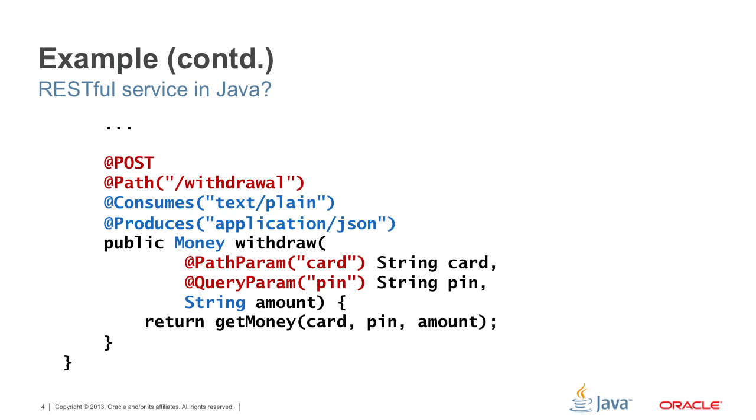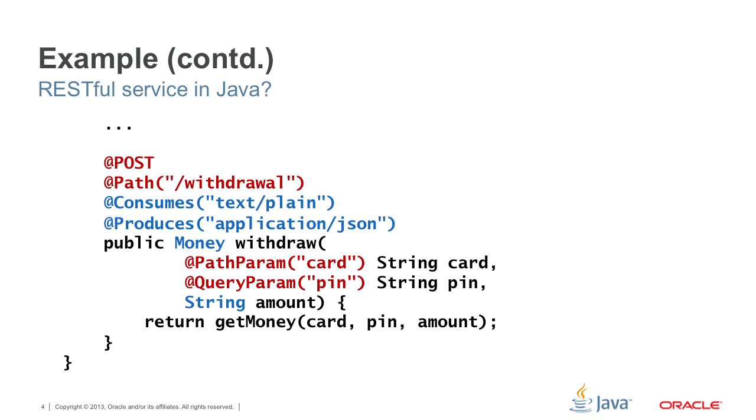In this case, it's annotated with @POST rather than @GET as before. It has a different path, /withdrawal, and because we have an entity coming in and an entity going out, we have two annotations for that, @Consumes and @Produces. In this case, we're indicating that we're consuming text plain as a representation, and we're producing application JSON as the outcome of this method. The method, just like before, takes two parameters, a path parameter and a query parameter, and there's a third parameter, which is the amount. This is the entity that we're receiving as part of the request, which is represented as text plain and then converted into a string by the JAX-RS runtime.